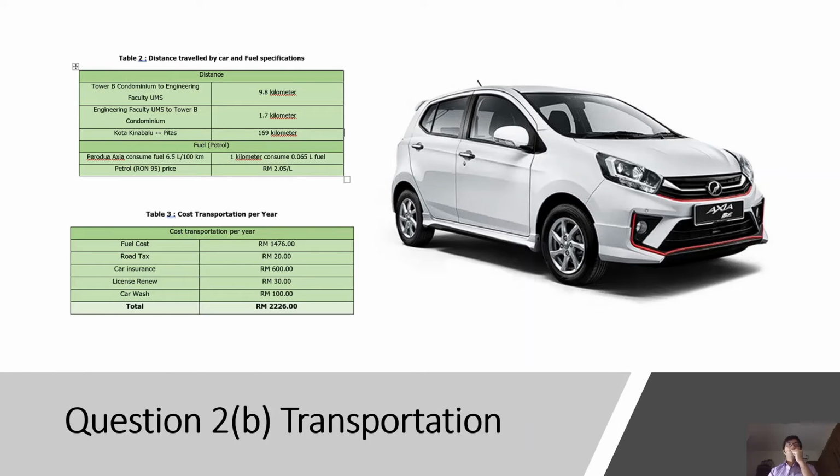Next is Question 2B, the transportation. Since Kamaluddin's father provided him a Perodua Axia, the distance that Kamaluddin travels from his rental house to UMS is 9.8 kilometers, and from the faculty to his rental house is only 1.7 kilometers.